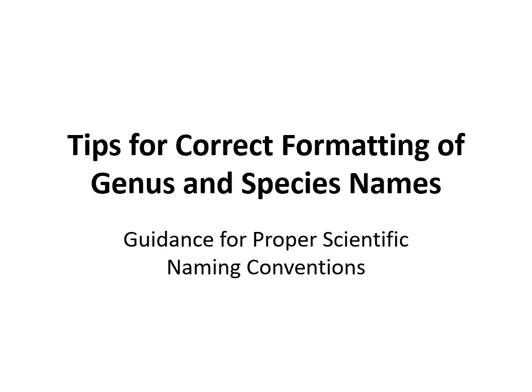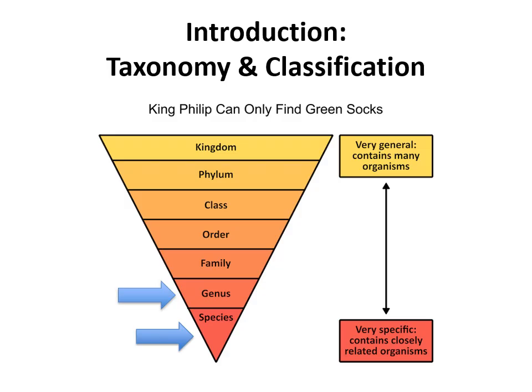This is a presentation with tips for correct formatting of genus and species names. This is an image that shows you the different levels of taxonomy and classification. It starts with the broadest, most general level of kingdom, and it goes down through different levels to the most specific level, which is species.